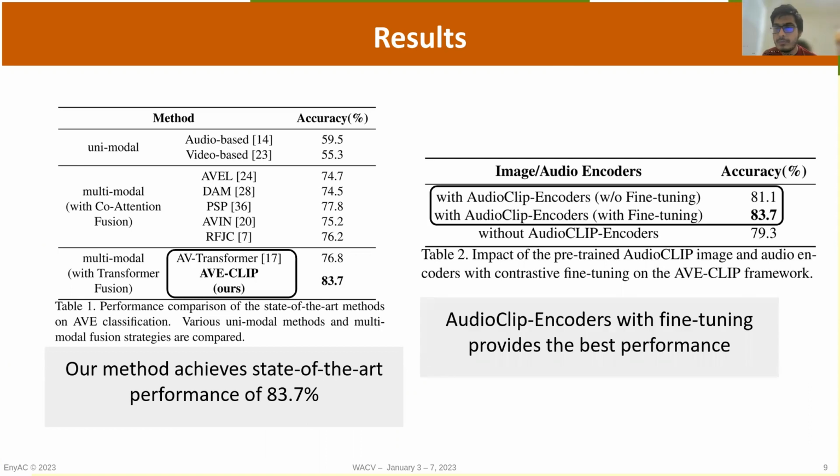And in table 2, we compare the performance of the audio clip encoders. So we can see by incorporation of the audio clip encoder without fine-tuning, we achieve 81.1%. But by further fine-tuning, we achieve the state-of-the-art accuracy of 83.7%.